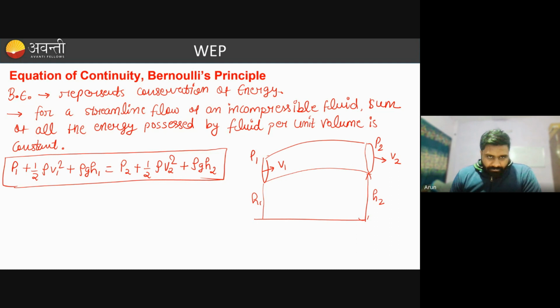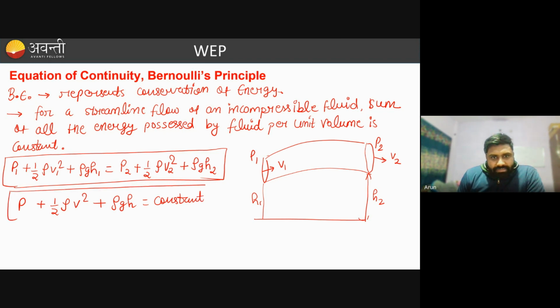So in general, you can say P plus 1 by 2 rho V square plus rho g h is equal to a constant. So this is the statement of Bernoulli's principle. The sum of all the energy possessed by this fluid is equal to a constant. And this fluid must be an incompressible fluid.